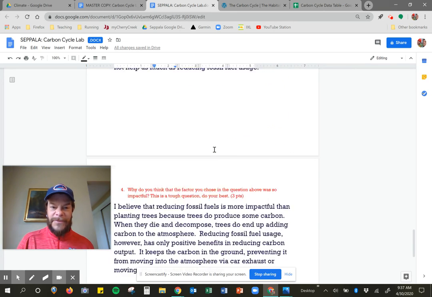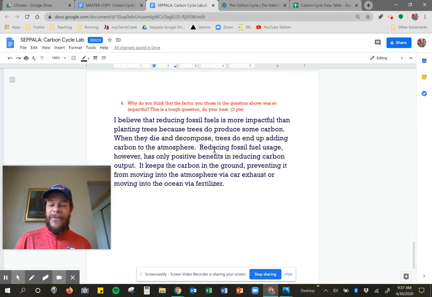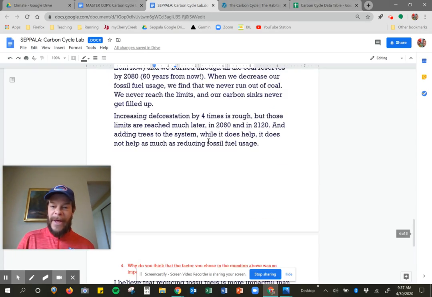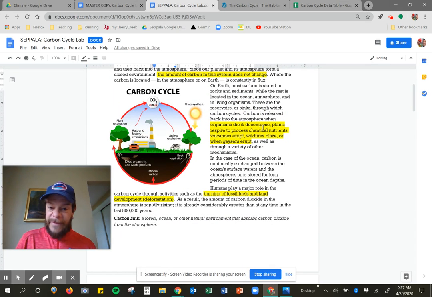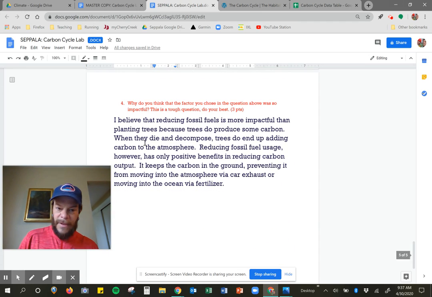And the hardest question was number 4. Why do you think the factor you chose is more impactful? Well, if we go back up here, we notice from our reading that when organisms die and decompose, carbon goes into the atmosphere. And when plants respire, like trees, carbon goes into the atmosphere. When trees die and decompose, they add carbon to the atmosphere. Plants respire, that adds carbon to the atmosphere. So adding more trees reduces carbon overall, but not as much as getting rid of gas and coal and oil.